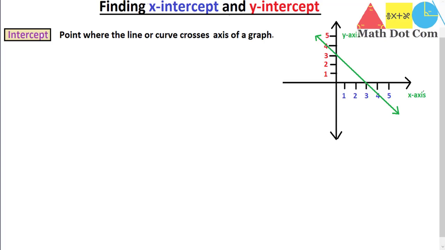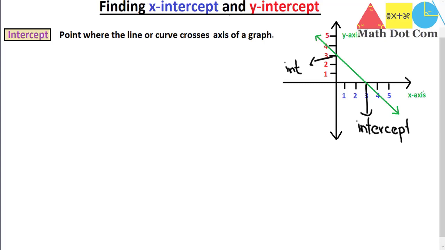Let's understand it through the graph. This is the graph where a line has been drawn and it is crossing the y-axis as well as the x-axis. The point where this line is crossing the x or y-axis is called an intercept. A generic name is intercept. I am not saying x-intercept or y-intercept yet, currently I am just saying intercept. So this point is an intercept as well as this point is an intercept. These are the points where this line is crossing the axis, whether y-axis or x-axis. So we have got the concept of intercept.